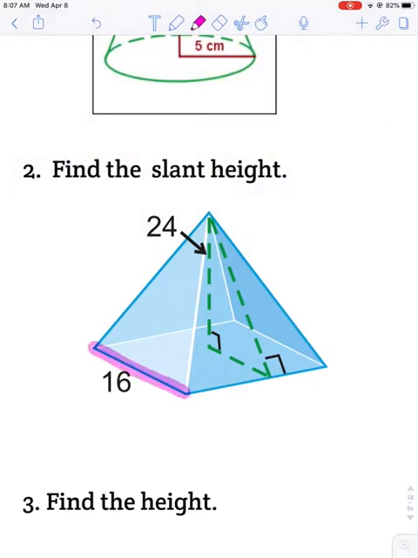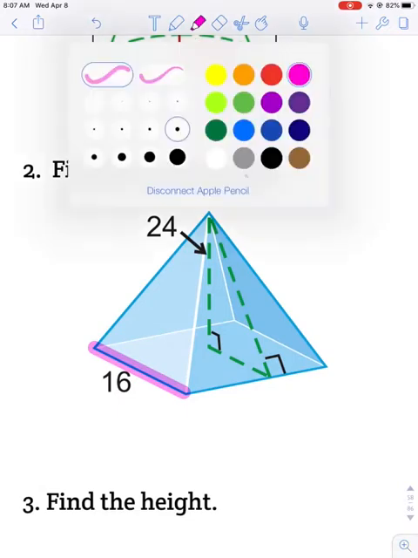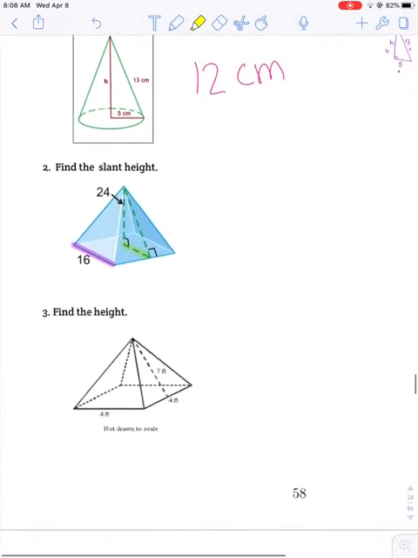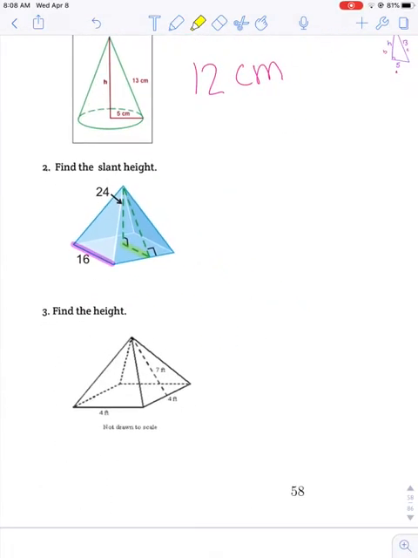16 is the length all the way across the base of the pyramid. But we can only use the radius, which is halfway across the pyramid. So it's not hard to find it, but that is just one extra step you need to do. You need to find half of that length across the pyramid before you can get started here. So pause the video, try 2 and 3, come back when you're ready to move on.